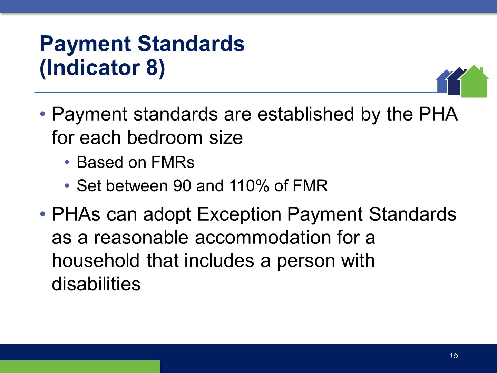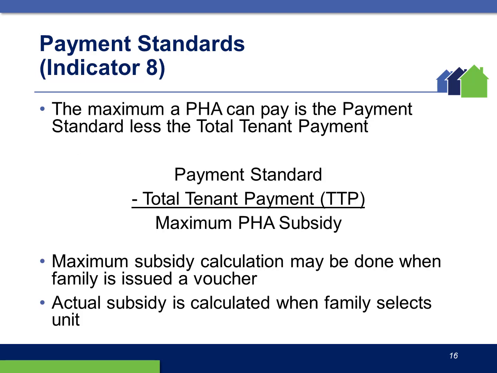Indicator 8 measures whether a PHA has adopted proper payment standards. The PHA must have a payment standard for each unit size and for each fair market rent in the PHA jurisdiction. Payment standards must be between 90 and 110% of the fair market rent set by HUD, unless a higher or lower exception payment standard has been approved by HUD.